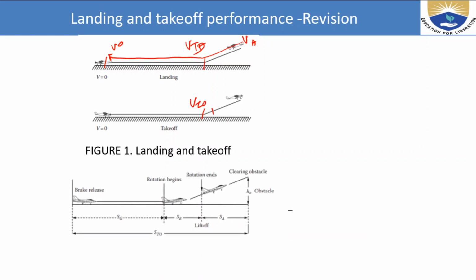So here you can see that brake release and SG, it is the ground roll, then rotation begins here, then it is a small g, then it is SA, rotation ends, and clearing, it is a lift off from here. SR, SA and SG. Total STO is equal to SG, that is ground roll, plus rotation, that is SR, plus SA.